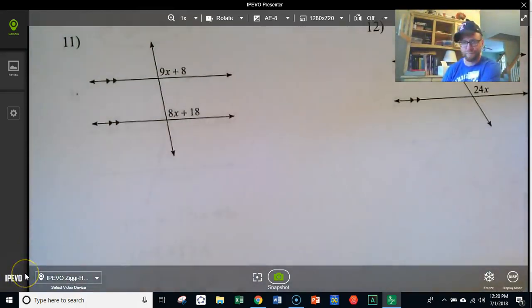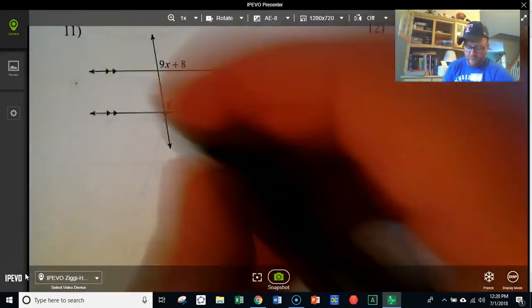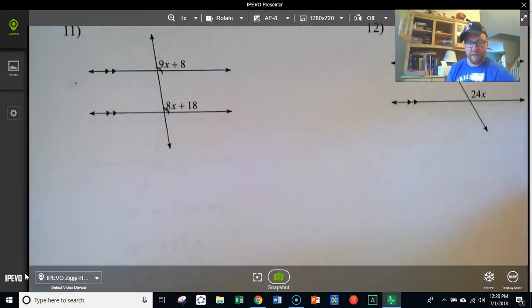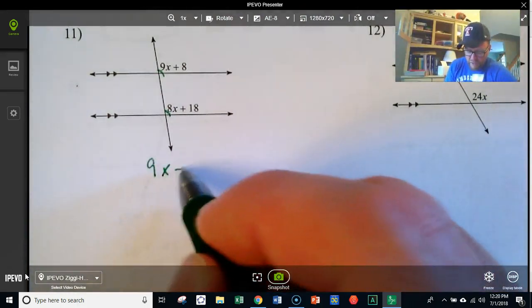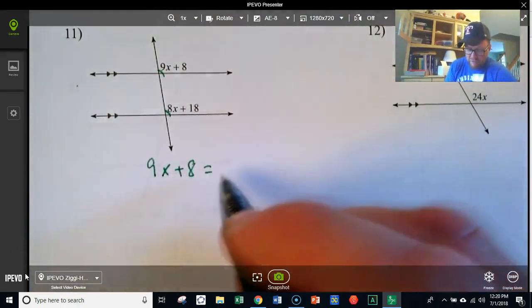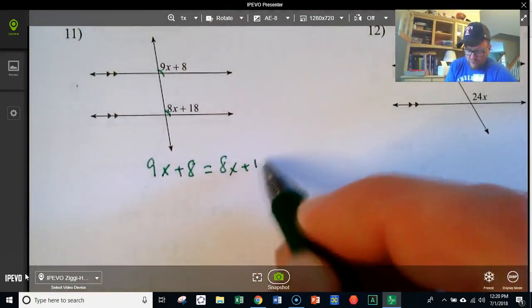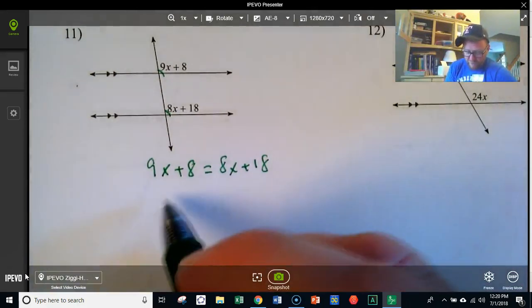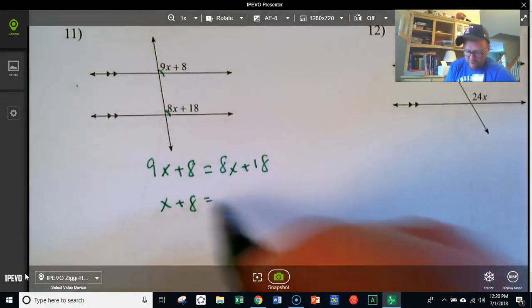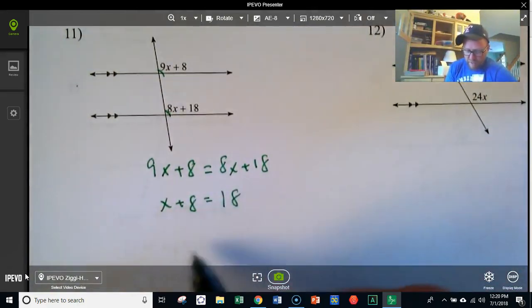Okay. Alright. Here we have a pair of corresponding angles. They must be congruent because the lines are parallel, which means that 9x plus 8 must be the same as 8x plus 18. Alright. So let's see, I'll take 8x from each side. x plus 8 equals 18. I'll take 8 from each side. x equals 10.